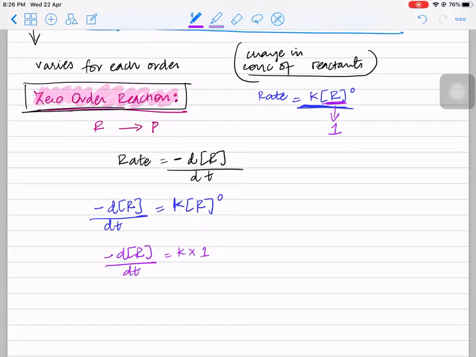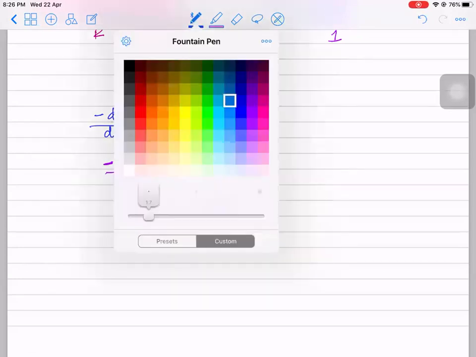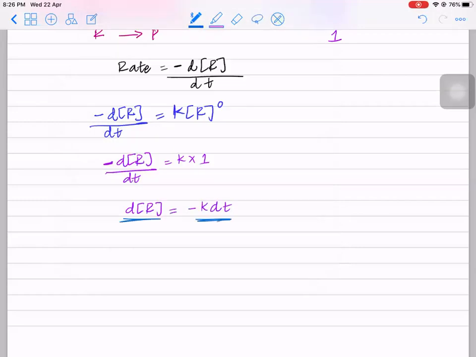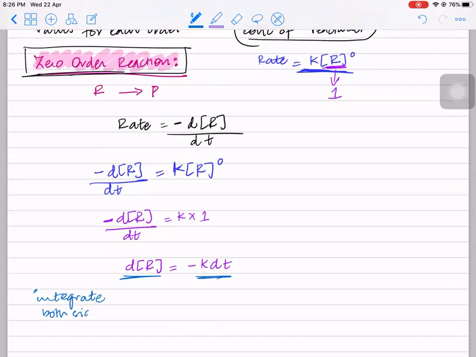Now, if I further simplify this, it would be what? I'm taking this negative sign on the other side. So this will be change in concentration of the reactant is equals to minus K dt, right? Where K is your rate constant. Now I'm going to do what? I'm going to integrate both sides, this side and this side. By that I mean I'm going to get rid of the d, right? So I'm integrating both sides, because what am I trying to find? The integrated rate equation. So integrate both sides.